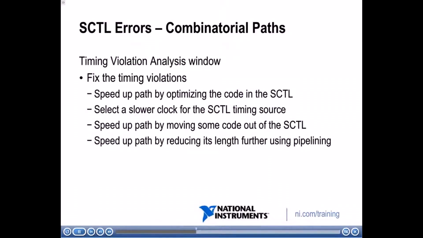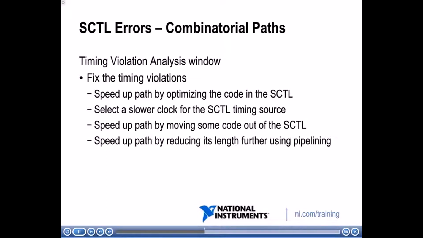Based on that timing violation analysis window and the information you got from it, there's a couple things you can do to fix the timing violations. One thing you can do is try to speed up the path by optimizing the code inside the single cycle time loop. By optimizing the code in there, the code is going to take less time to execute, so maybe you can still fit it inside that single cycle time loop. Another thing you can do is select the slower clock for the single cycle time loop timing source. If you select the slower clock, then each clock tick is going to be a little bit longer. That way you can maybe accommodate some more time for your code to execute.